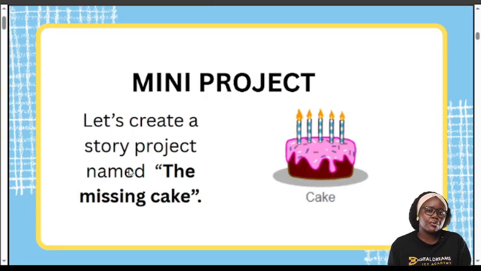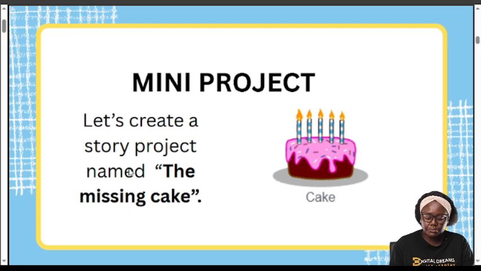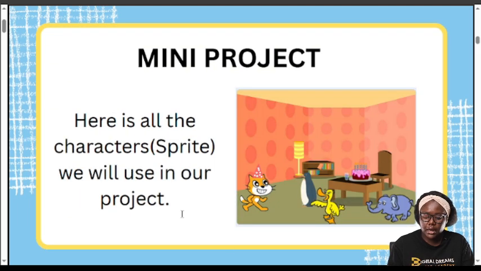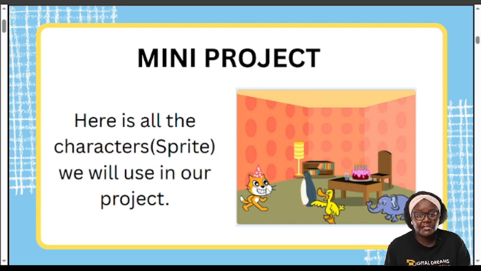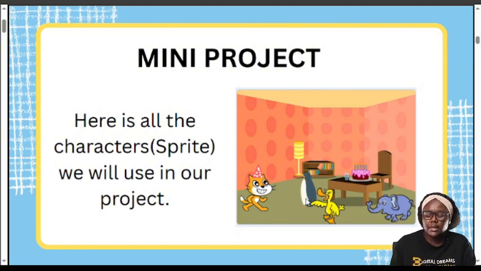So we're going to create a project. Okay, the name of our project will be the missing cake. And for this project, here are the characters we'll be using. That's our sprites. We'll be using the cat, our default cat, then the penguin, the dog, and then the elephant, and also a cake.